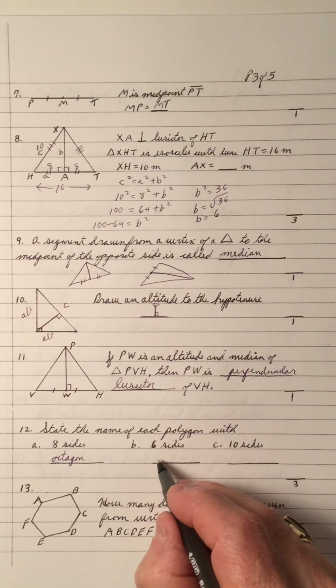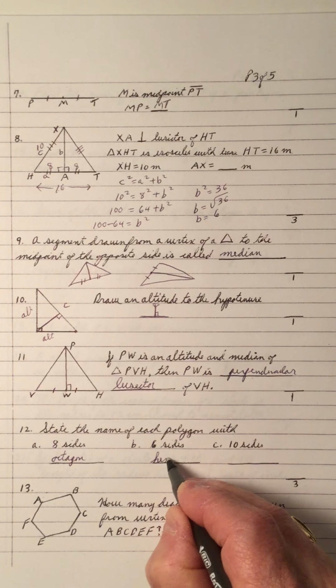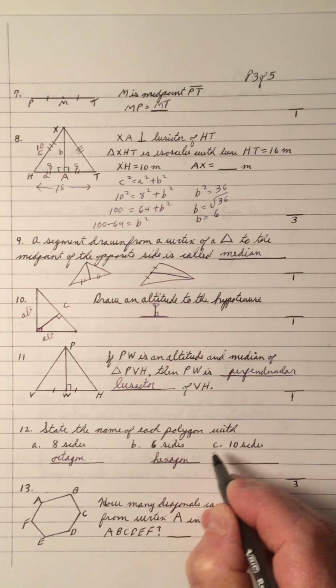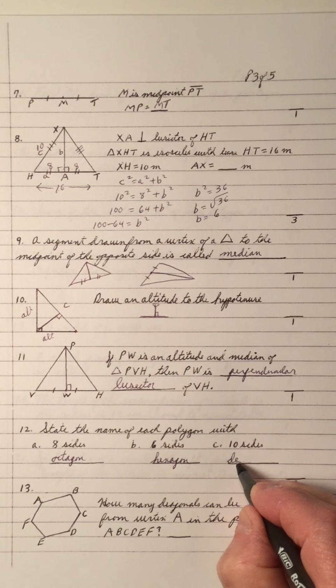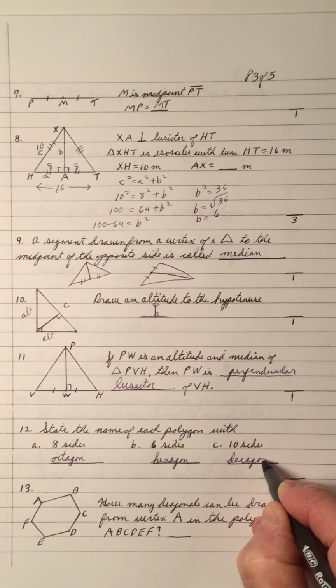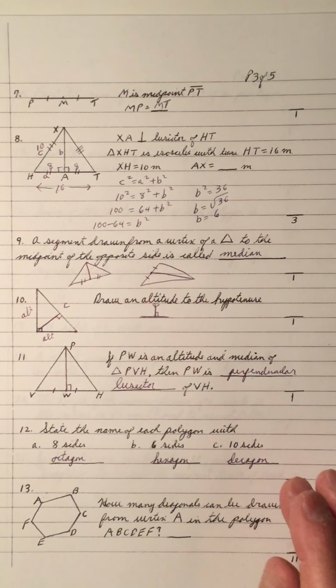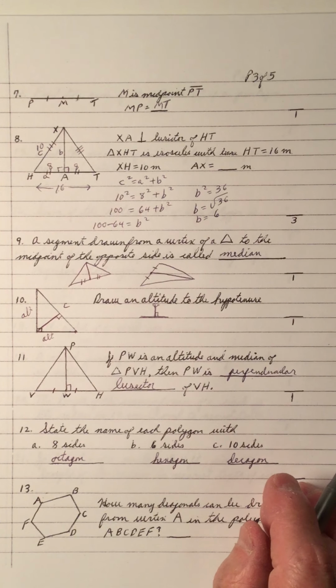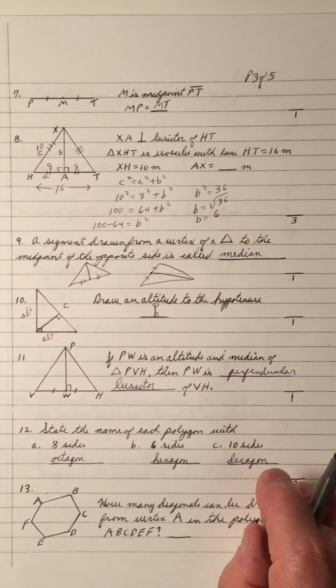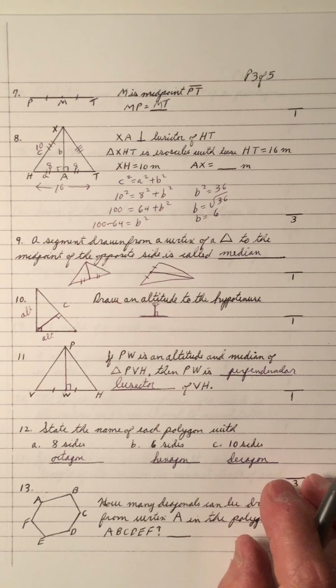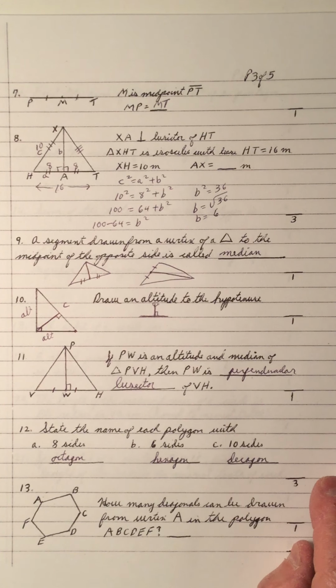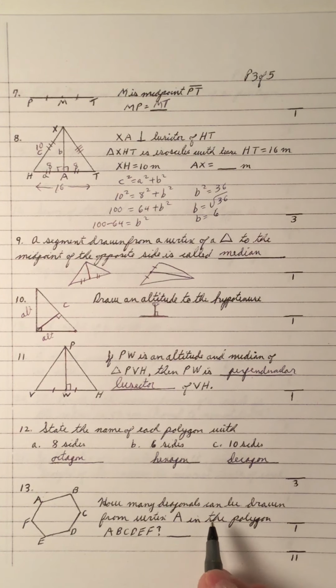O-C-T-A-G-O-N. If you got 6 sides, you got a hexagon. And if you got 10 sides, you got a decagon. So that's the names of those sides, and they should be memorized. I did a video on them before this review, in a whole section working on the polygons. So you should learn all the names.